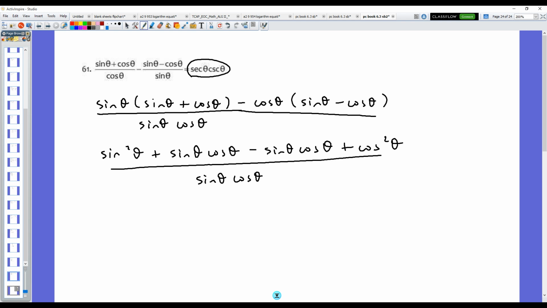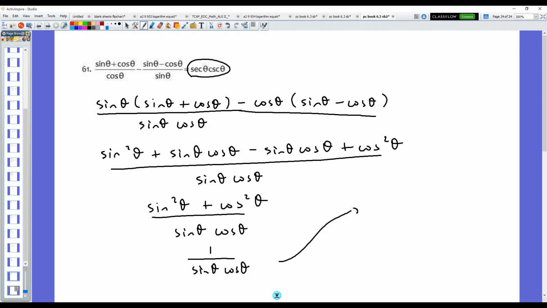Show my audience, first of all, how those middles cancel, middle two terms cancel. The sine squared and the cosine squared become a 1. I'm going to show you how this splits up into 2 fractions that are being multiplied together. And then I can replace 1 over sine with a cosecant and 1 over cosine with a secant. And that is my target.